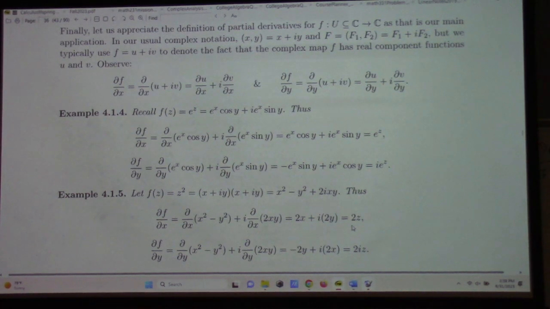So something interesting happens here. When we calculate the partial derivative of f with respect to x, we do what? The x derivative of the real part, the x derivative of the imaginary part. So you know how to do that. I mean, it's kind of boring. It seems like nothing happens, right? And so, lo and behold, partial f partial x is e^z.